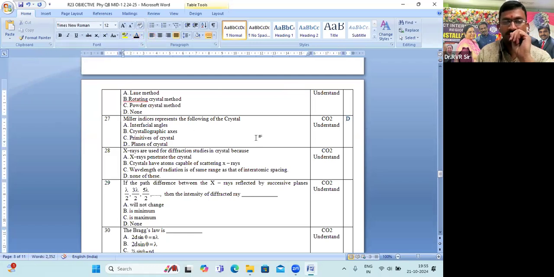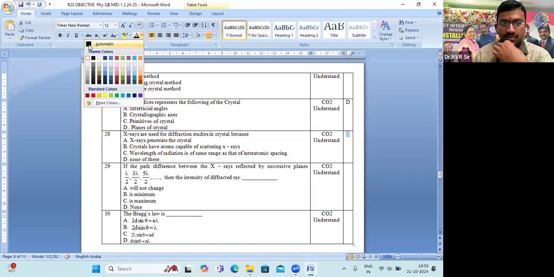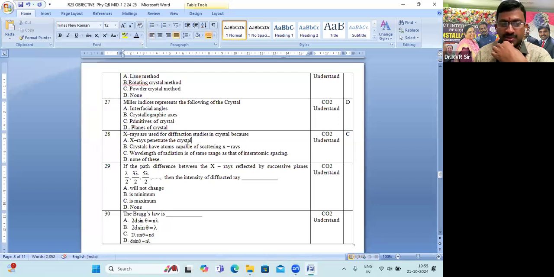Option D is the right answer. Planes of the crystal. X-rays are used for diffraction studies in crystal because crystals have atoms capable of scattering X-rays, so option C.